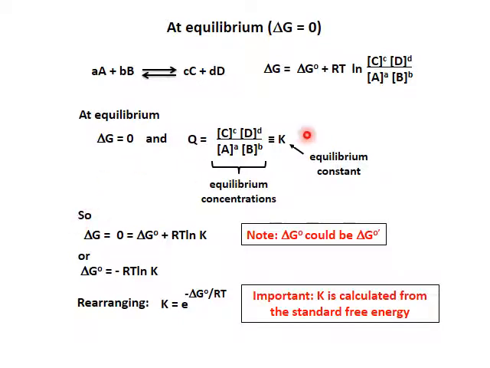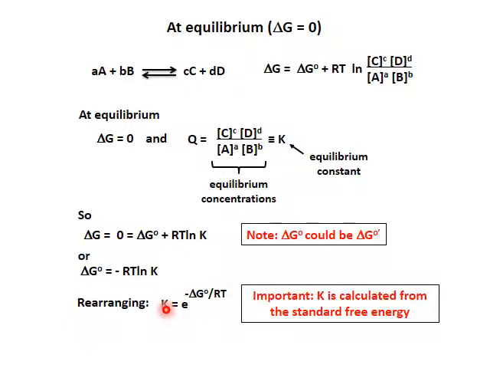So if we make our substitutions into this equation, with delta G is 0 and Q being K, we have delta G equals 0, which equals delta G 0, or delta G 0 prime if we had a standard conditions of pH 7, plus RT natural log of K, or delta G 0 or delta G naught equals minus RT natural log of K. And then we can solve for K in this case if we know what delta G naught is by taking the anti-natural log of both sides. And so the equilibrium constant K, or KEQ, would equal E to the minus delta G naught divided by RT.